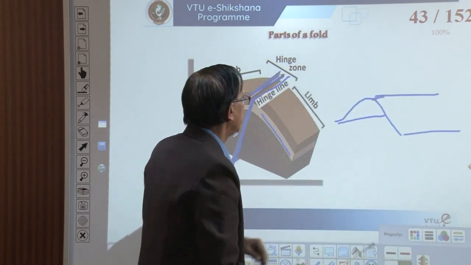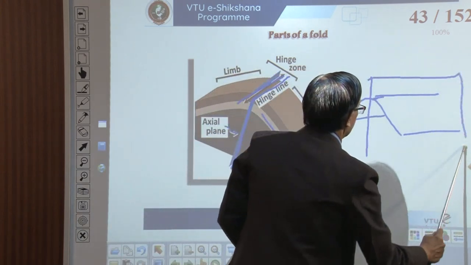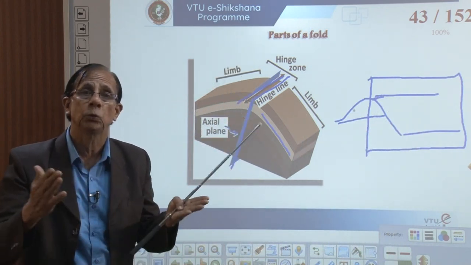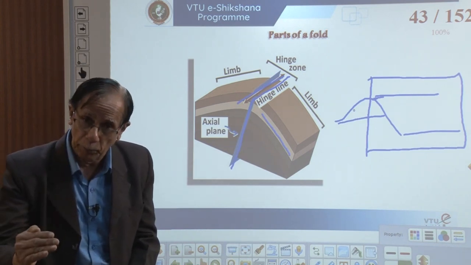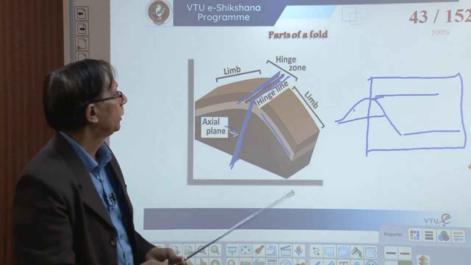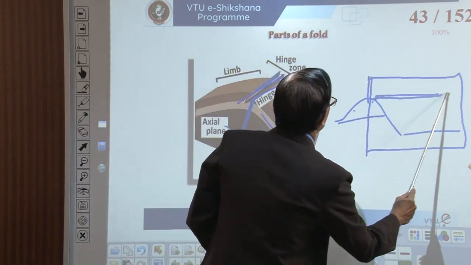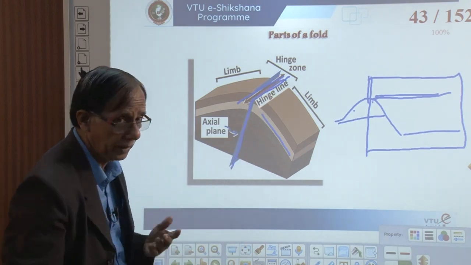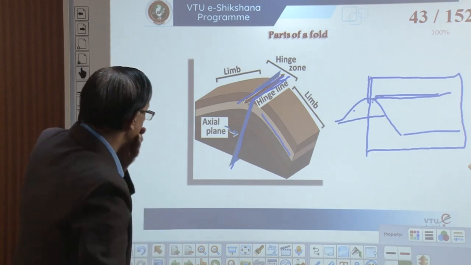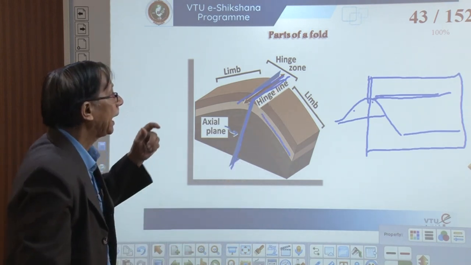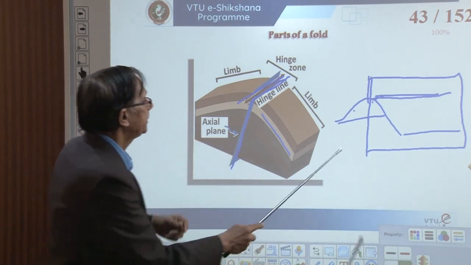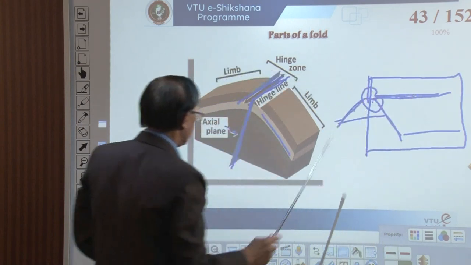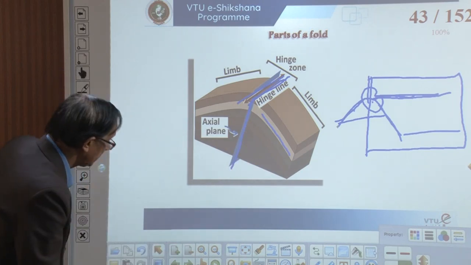If this is a layer folded, and this is the plane which divides the fold into two, this is an imaginary plane which divides the fold into two equal parts, and that plane is called the axial plane. This axial plane intersects with the folded bed. Here a line, like an imaginary line, again you do not find them in the field, very rarely you find cracks along that. Okay, that is called the axis of the fold. This is the axial plane, axis of the fold, hinge region, limb.